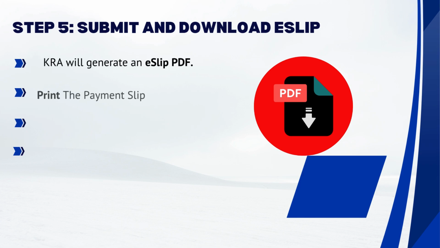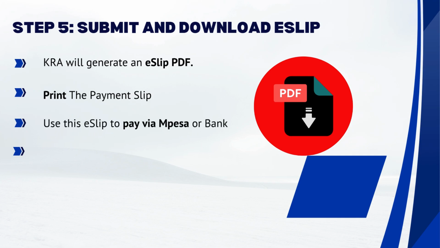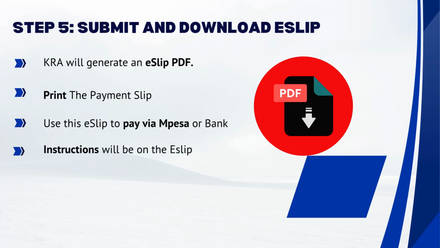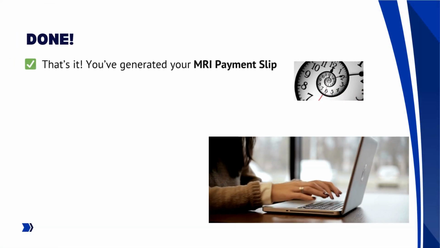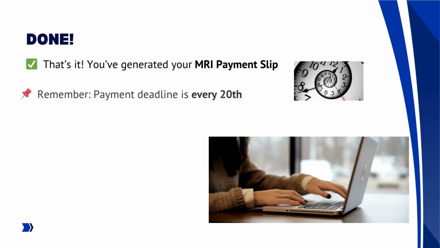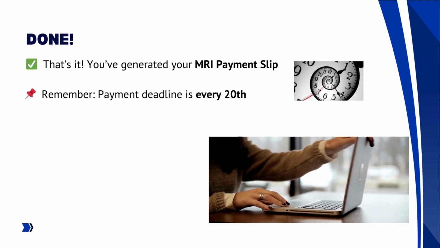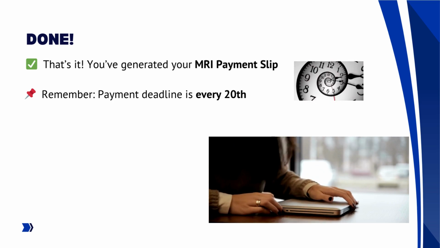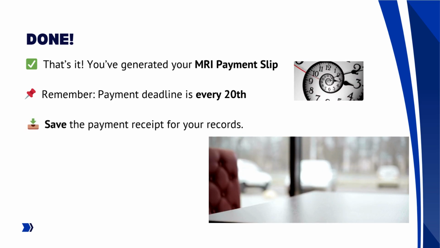Submit the form and KRA will generate a payment slip as a PDF. Use this slip to pay via M-Pesa or bank. Full instructions are provided on the slip. And that is it. Your MRI payment slip is ready. Just remember, the deadline for both filing and payment is the 20th of every month. Be sure to save your payment slip for your records.